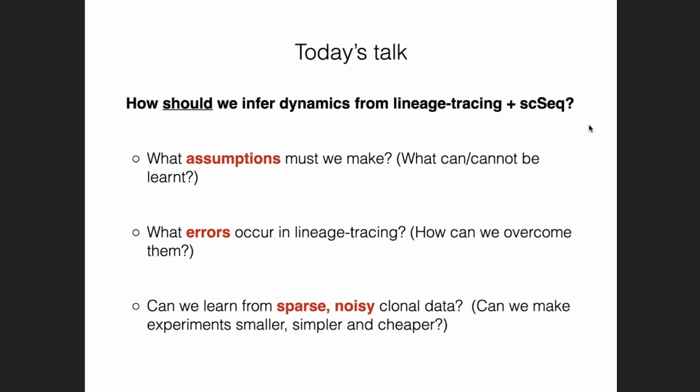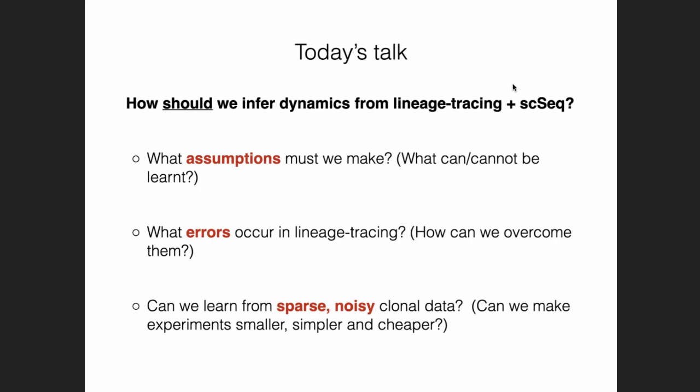So what I'm going to do today is it's a pure computational talk, which is to think about maybe the way that we should approach analyzing the clonal data. And I probably won't go through all of this because I won't have the time, but the kind of questions we might want to ask, and these are the kind of questions that I like to ask, is what assumptions do we need to make when we analyze lineage tracing data?